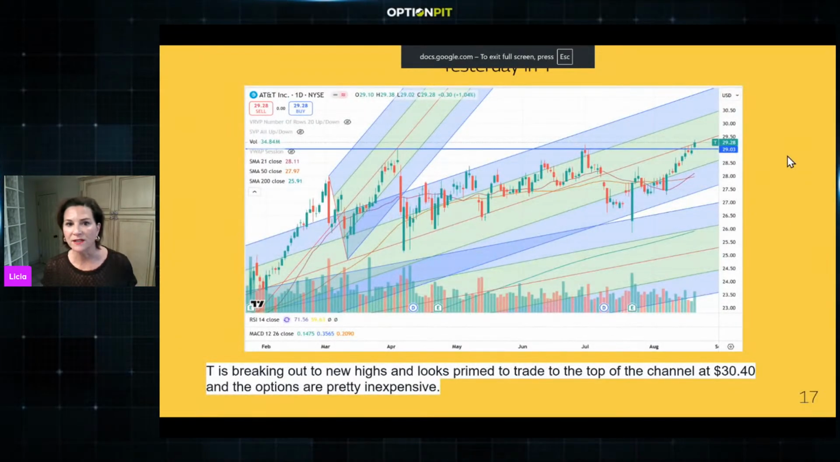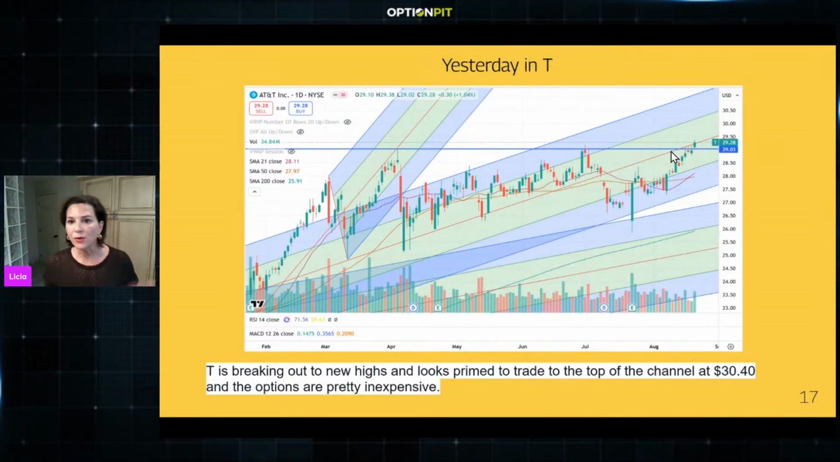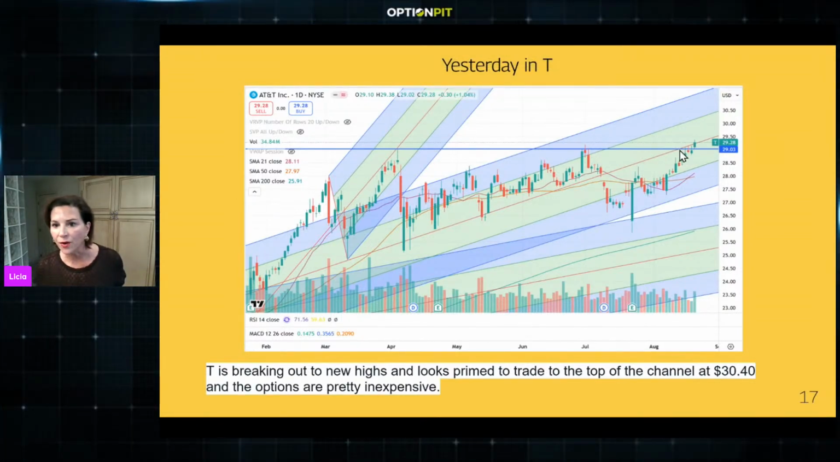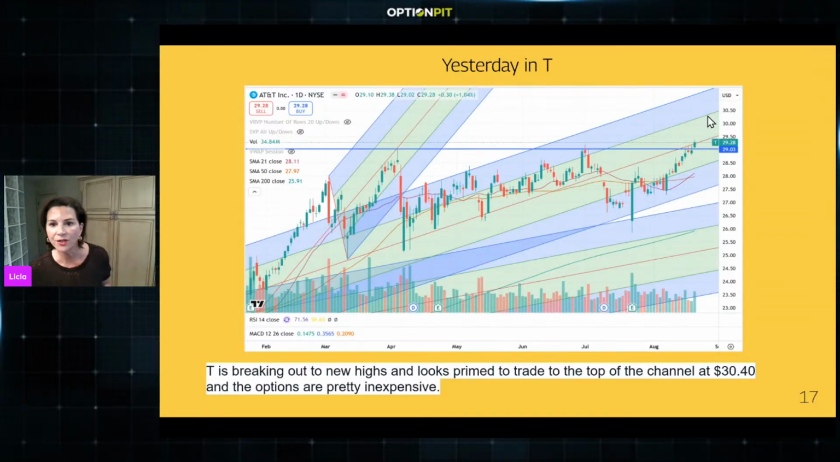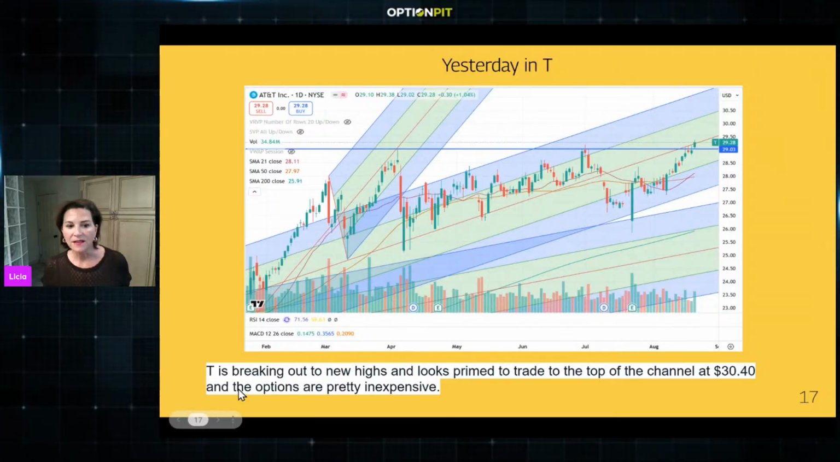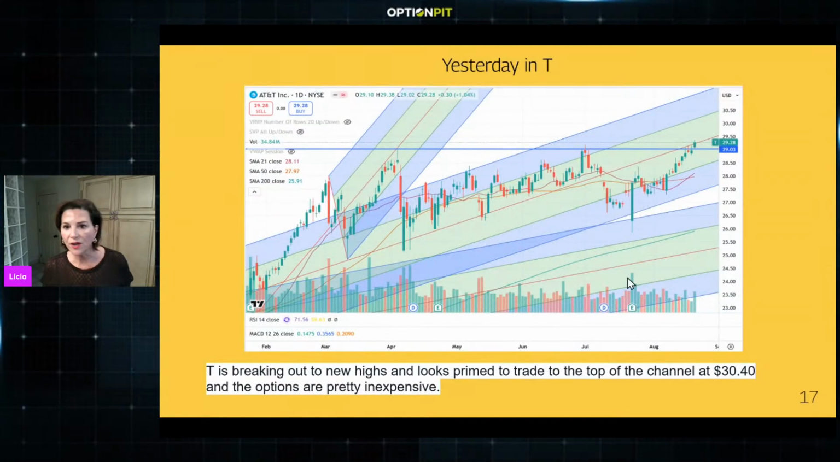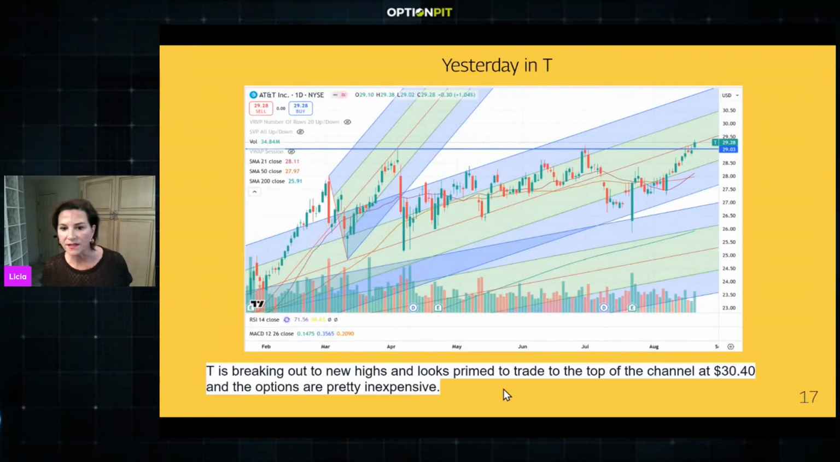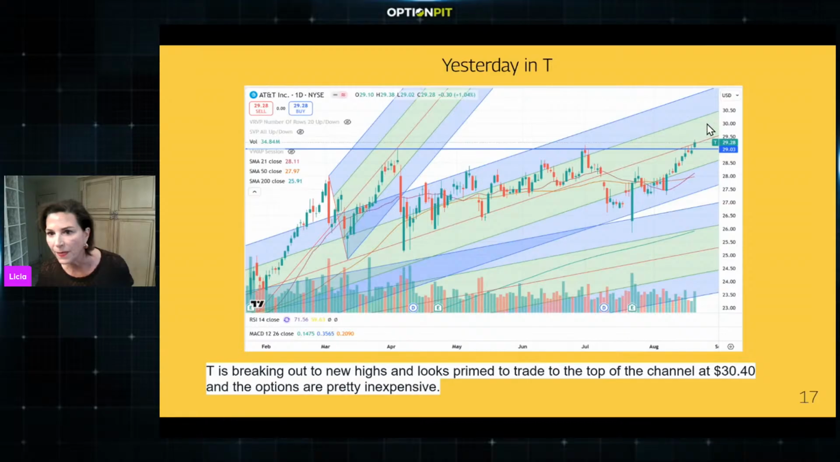Build a watch list in the morning, and you'll have ideas. What are the first stocks I should look at? Well, phone's a good one. Phone has an opportunity to trade to the top of the channel, like we talked about in pitchforks. I said telephone broke out above its new highs. It broke out above that resistance and looks primed to trade to the top of the channel at 30.40.